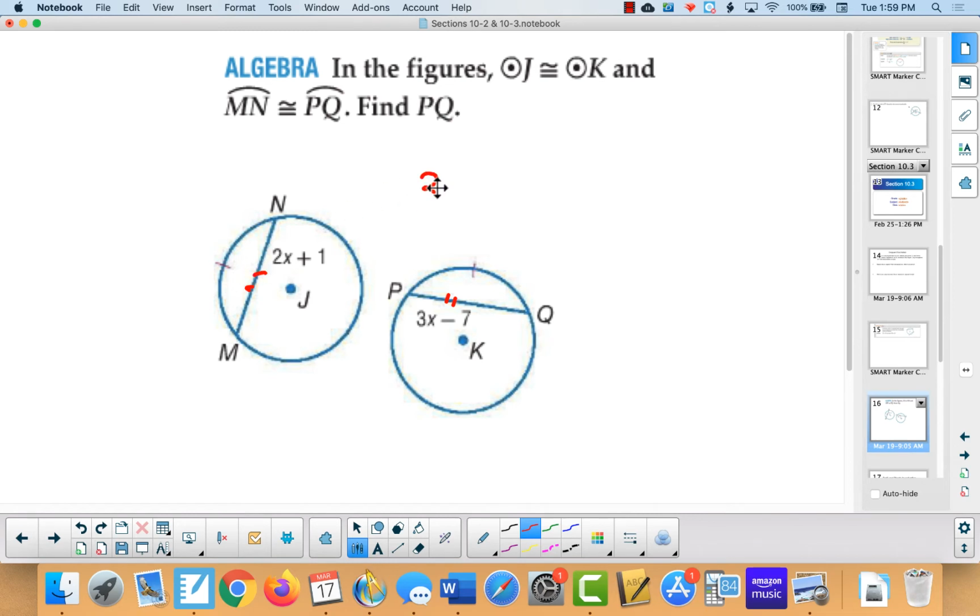So that means that 2x plus 1 has to be equal to 3x minus 7. So x is equal to 8. And so then MN and PQ are both equal to 17 when you plug 8 back in.